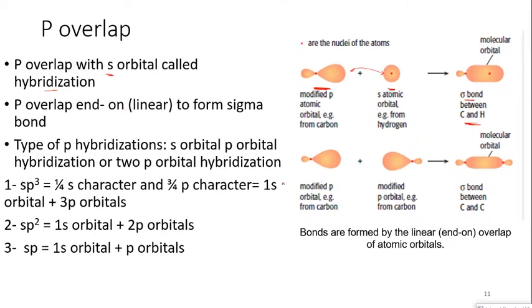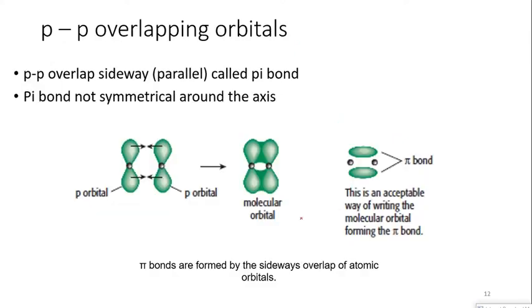Another example is the overlap of a p orbital with another p orbital. The p orbital with another p orbital can form a sigma bond if they overlap head to head. While there is another possible way of overlapping between the two p orbitals, which is sideways. This parallel sideways overlap will form what we call a pi bond.